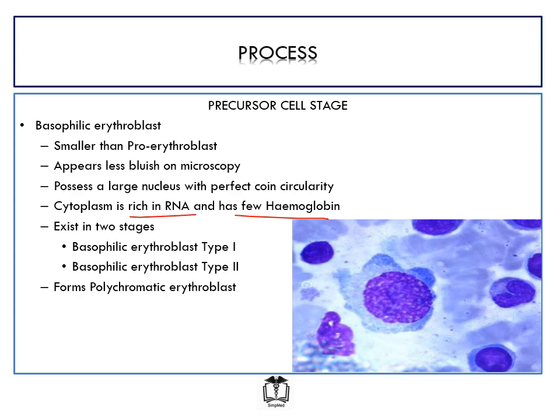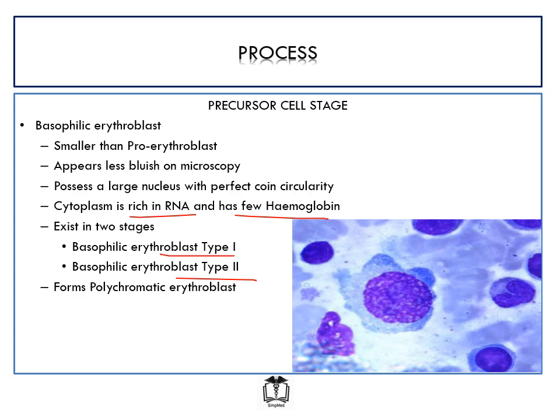Usually, the basophilic erythroblast has two stages or two substages. This includes the basophilic erythroblast type 1 and basophilic erythroblast type 2. The difference between both of them is that the basophilic erythroblast type 1 is larger in size, is less deeply bluish under the microscope, and has less hemoglobin, whereas basophilic erythroblast type 2 tends to be smaller in size. It is more deeply bluish and has more hemoglobin compared to type 1. Basophilic erythroblast, as you can see under the microscope in this image, is bluish but not as bluish as compared to the proerythroblast.